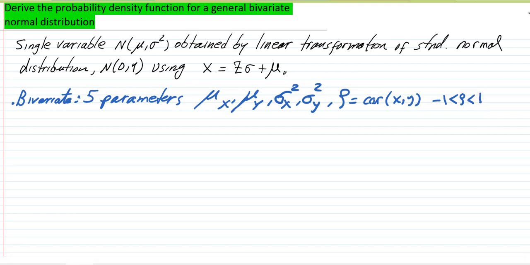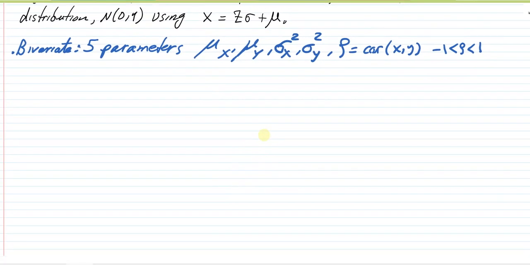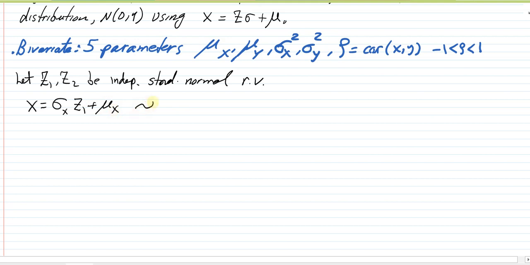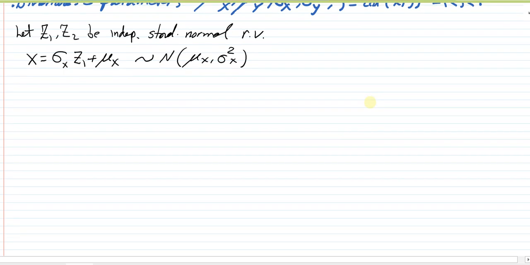Now, here's how we're going to proceed in this case. We're going to introduce 2 variables, z1, z2. Suppose these are independent standard normal random variables. So we're going to start with those 2, and then we're going to make the transformation. We're going to let x be sigma x z1 plus mu x, which is similar to the univariate case. The distribution of x here follows normal with the mean mu and variance sigma squared, just like the ordinary normal distribution.